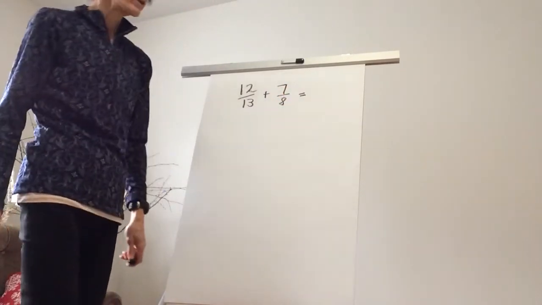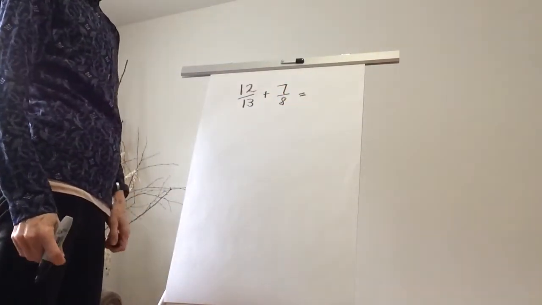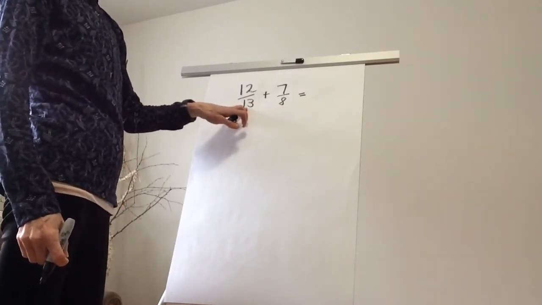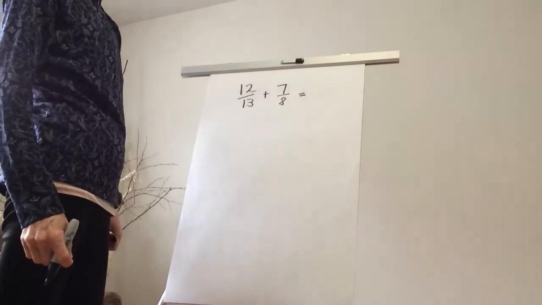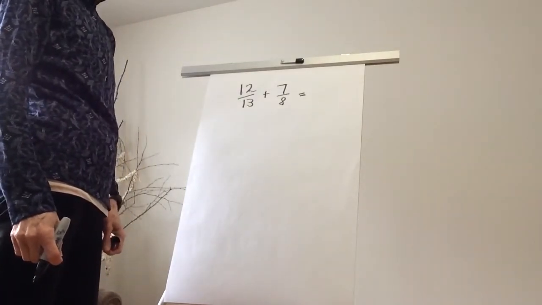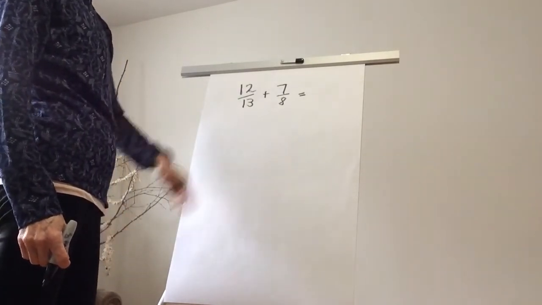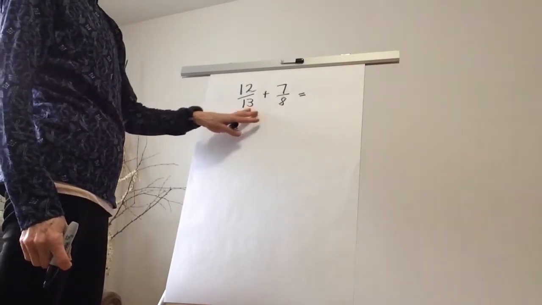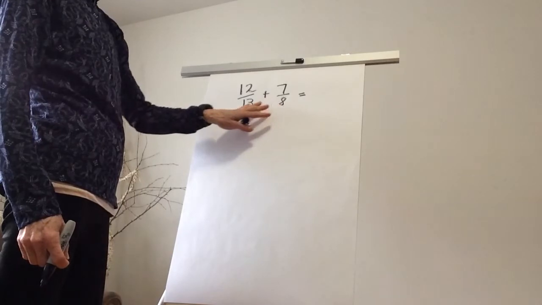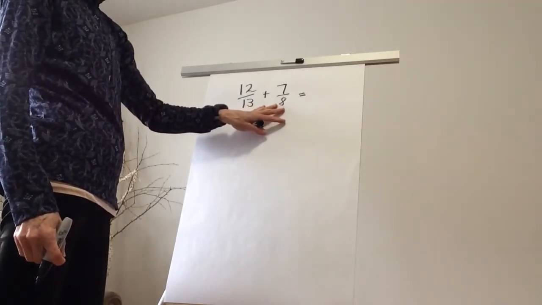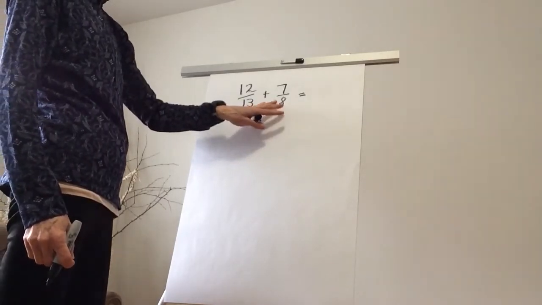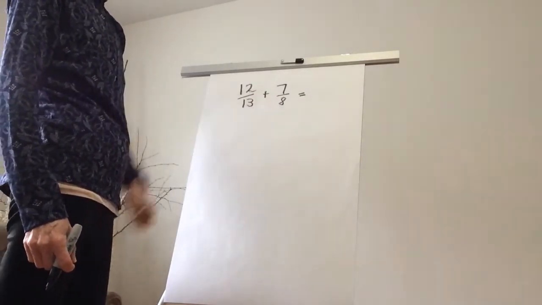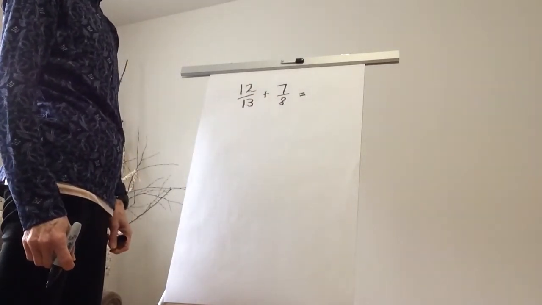There, much better. You can see that much better. All right, so when looking at this, let's use benchmarks to start off with. 12 over 13, well, that's going to be pretty close to 1, isn't it? And 7/8, also pretty close to 1. So when we look at this, we can say to ourselves, well, I don't know what the exact answer is, but that's not what was asked of me. I was asked, is this over or above 1? And we can look at this and we can say, that would be over 1, wouldn't it?